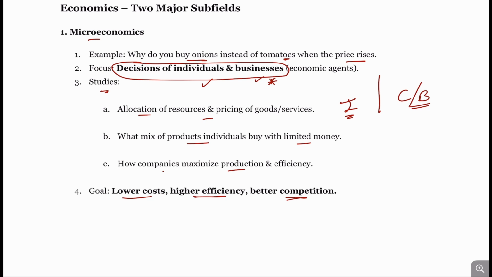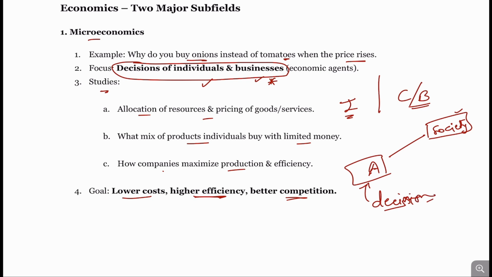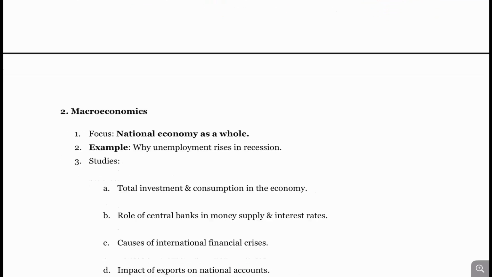Suppose a company is producing a product A, right? Then it has to decide that this product needs to cater to, suppose, a society. So how to better make this product so that it caters to the needs of the society, right? So it will increase the surveys, it will increase the efficiency, it will reduce the cost of the product. Then these decisions will be taken by company A only. This is microeconomics. Now coming to macroeconomics.